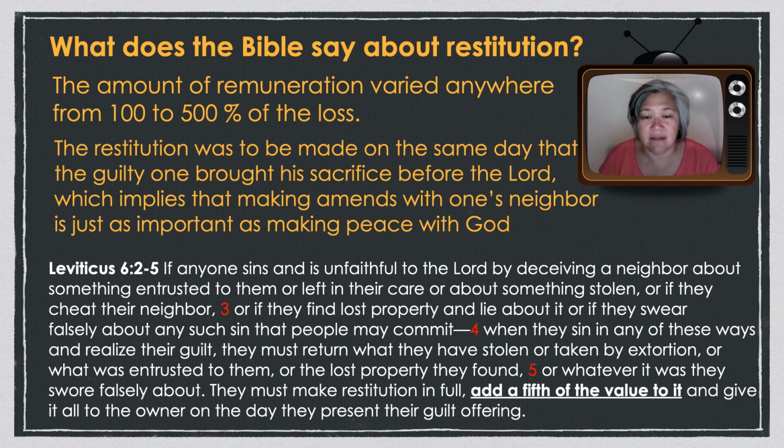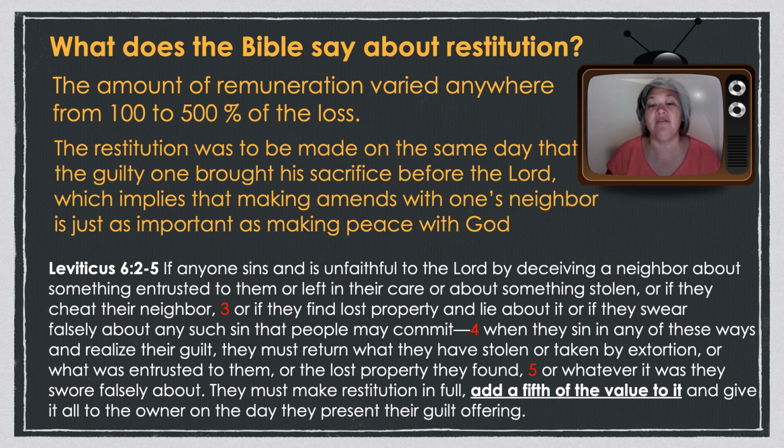If anyone sins and is unfaithful to the Lord by deceiving a neighbor about something entrusted to them or left in their care, or about something stolen, or if they cheat their neighbor, or if they find lost property and lie about it, or if they swear falsely about any such sin that people may commit, when they sin in any of these ways and realize their guilt, they must return what they have stolen or taken by extortion, or what was entrusted to them, or the lost property they found, or whatever it was they swore falsely about. They must make restitution in full.